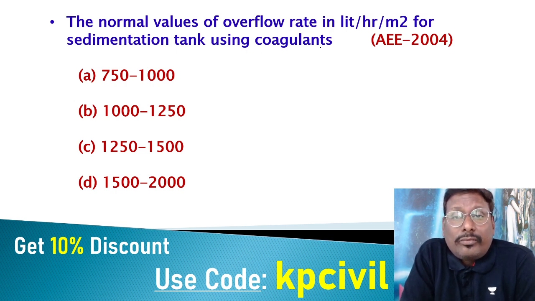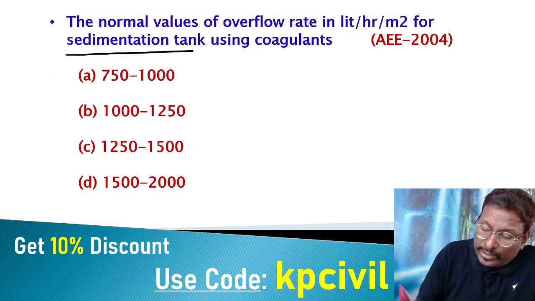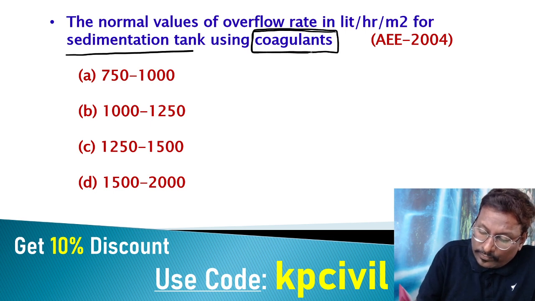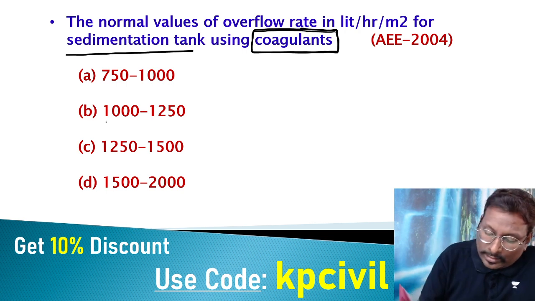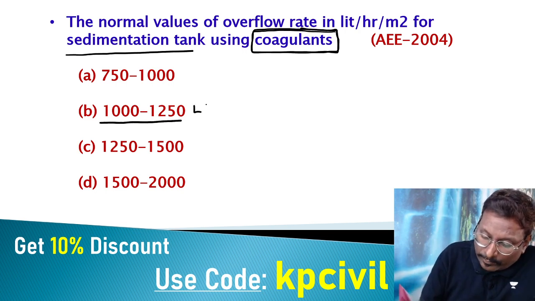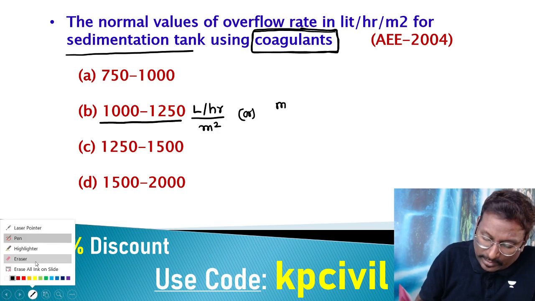Normal value of overflow rate in liter per hour per meter square for a sedimentation tank using coagulants. Not for all, for a sedimentation tank using coagulants, 1000 to 1250 liter per hour per meter square, or you can convert it to meter cube per day per meter square.